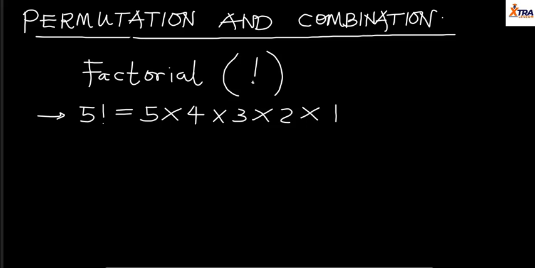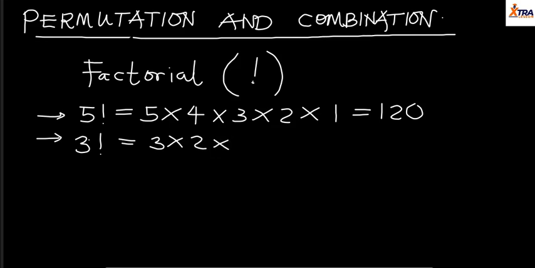In this case, 5 factorial will give us a total value of 5 times 4 giving us 20, times 3 giving 60, times 2 giving 120, times 1 giving 120. So 5 factorial gives us a total of 120. That is the idea of factorial. Another example, look at 3 factorial. From our idea of factorial, 3 factorial is simply 3 times 2 times 1, giving us a value of 6. That is what the idea of factorial is all about.